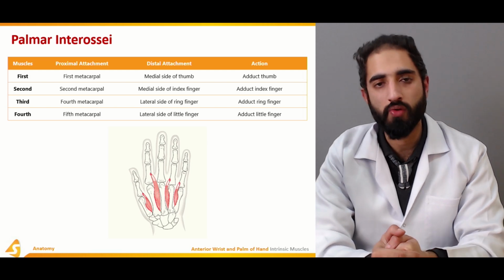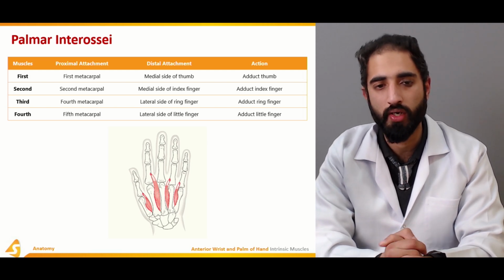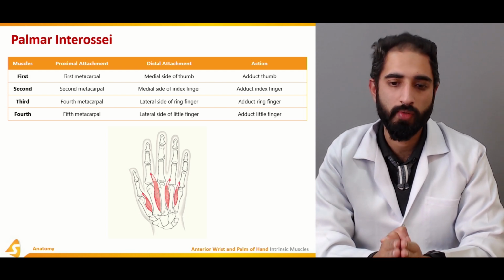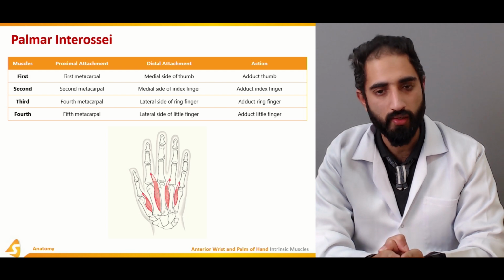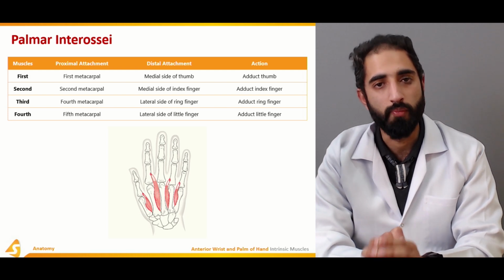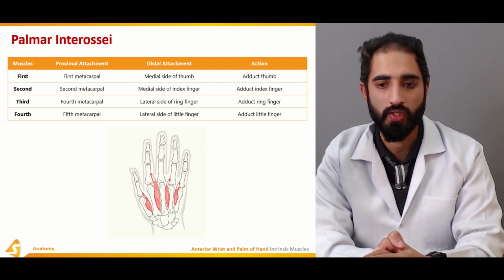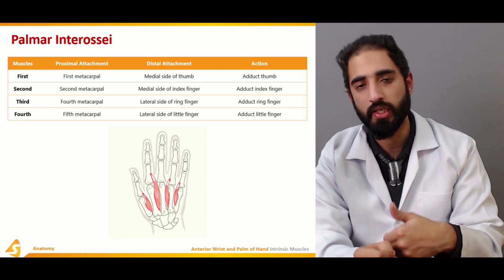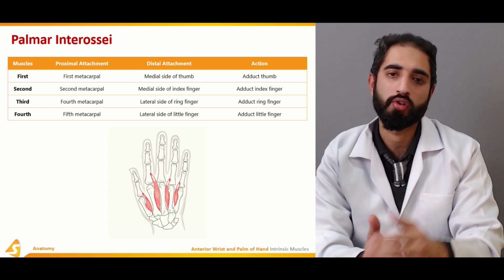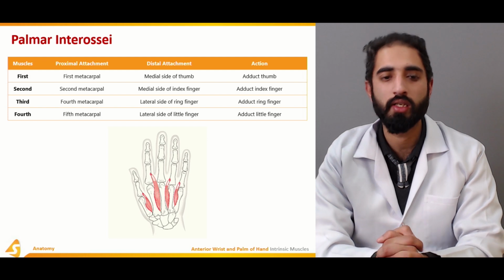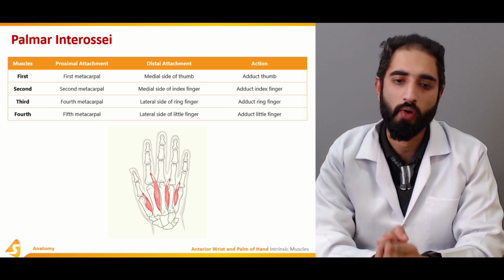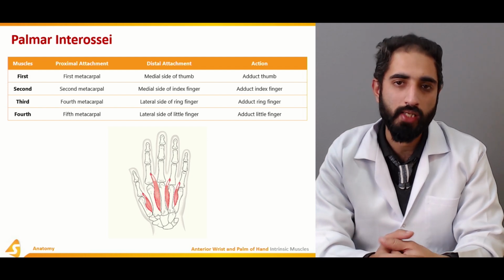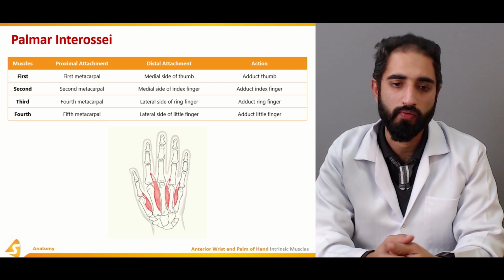Talking about the palmar interossei, we once again have four interossei. The first has its proximal attachment at the first metacarpal and its distal attachment at the medial side of the thumb, and it adducts the thumb. As compared to the dorsal interossei, the palmar interossei adduct the digits, whereas the dorsal interossei abduct the digits. The second palmar interosseous has its proximal attachment at the second metacarpal and its distal attachment at the medial side of the index finger, and it adducts the index finger.